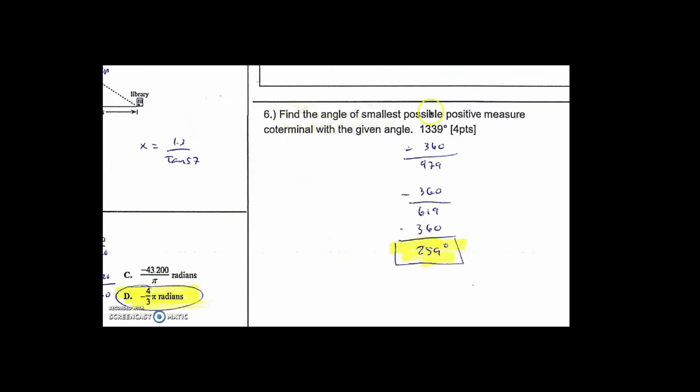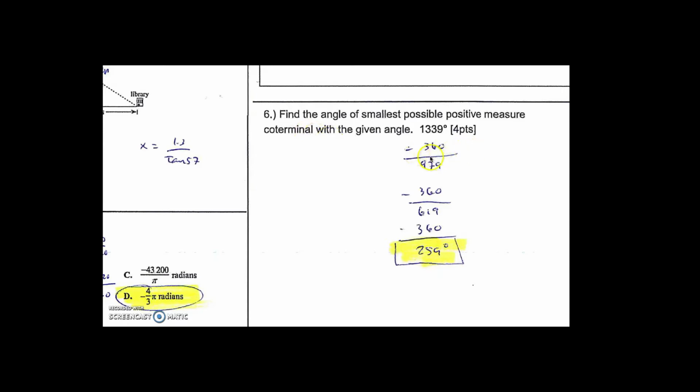Find the angle of smallest possible positive measure coterminal with a given angle. This is your angle, 1,339 degrees. Find an angle of smallest possible positive. So basically you're trying to find a number between 0 and 360. And coterminal means you get in the same quadrant. So coterminal angle should have been your hint there. All I need to do is, coterminal basically means same position.